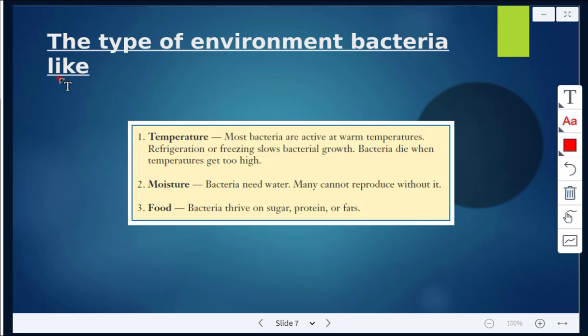So what kind of environment do bacteria need to be able to reproduce very, very quickly? First one is temperature. Most bacteria are active at warm temperatures. So if we refrigerate or freeze, for example, our food, it slows down bacterial growth. And then bacteria will die when the temperatures get too high. So for example, cooking the food to a certain temperature. Moisture. Bacteria need water, and most bacteria cannot reproduce without water. Food. Bacteria thrive on sugar, protein, or fats.